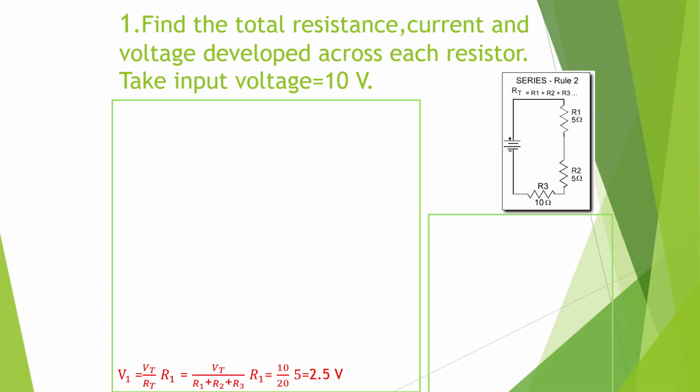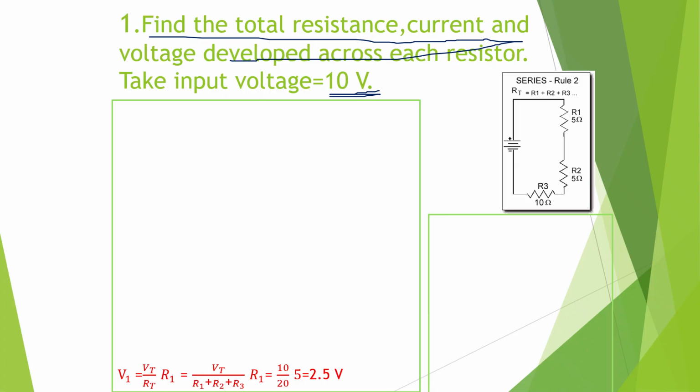Now we will see a problem related with the series resistor. So what is the question? The question is we are going to find out the total resistance, the total current and the voltage developed across each resistor. You take the input voltage as 10 volt. The circuit here is we have connected 3 resistors in series, 5 ohms, 5 ohms and 10 ohms, and the voltage here is, this is given in the problem, which is 10 volt.